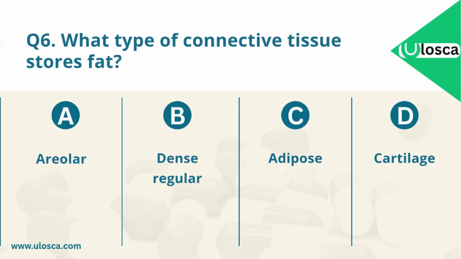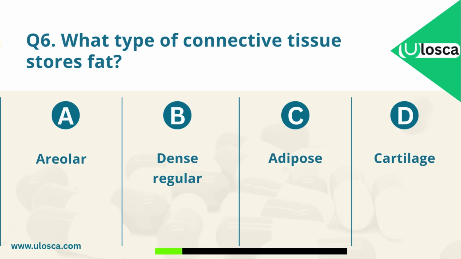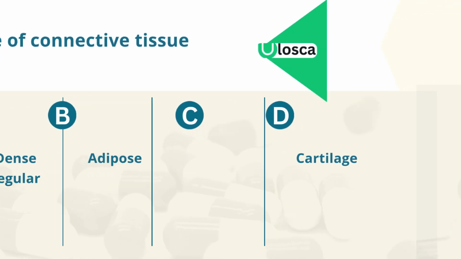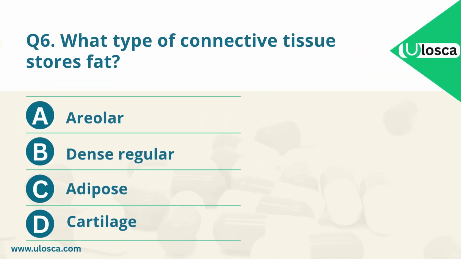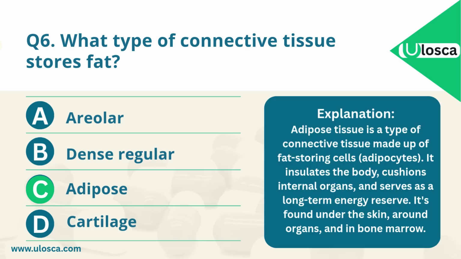Question 6. What type of connective tissue stores fat? A. Areolar. B. Dense regular. C. Adipose. D. Cartilage. Which one is the correct answer? The correct answer is C. Adipose. Explanation. Adipose tissue is a type of connective tissue made up of fat-storing cells. It insulates the body, cushions internal organs, and serves as a long-term energy reserve. It's found under the skin, around organs, and in bone marrow.